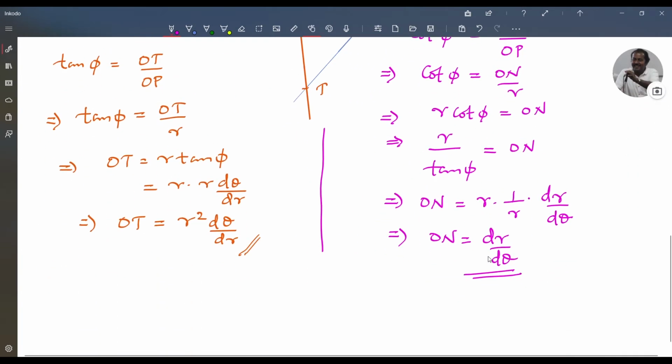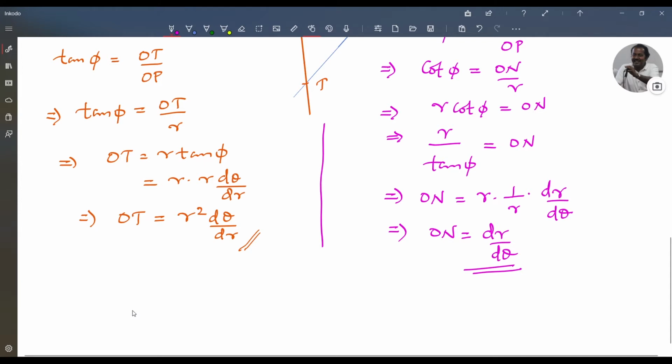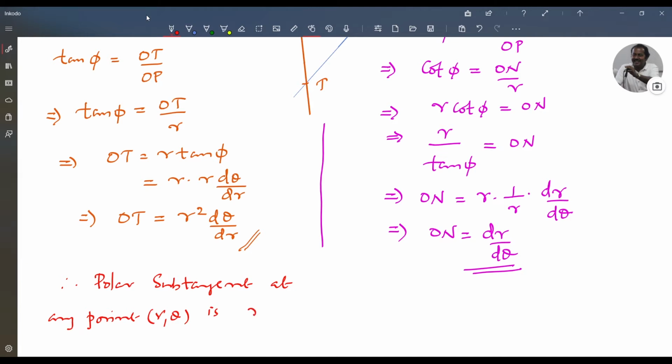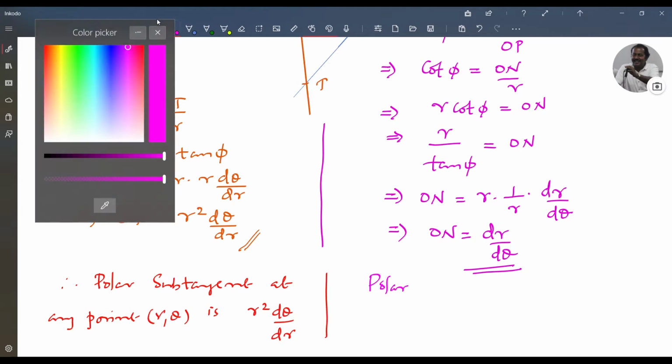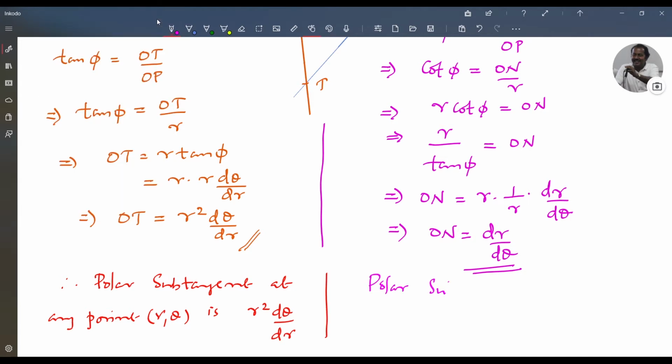So you have ON is dr by d theta and OT is r square d theta by dr. Therefore, polar subtangent at any point (r, theta) is r square d theta divided by dr, and polar subnormal at any point (r, theta) is dr by d theta.